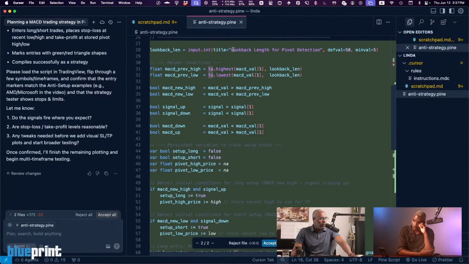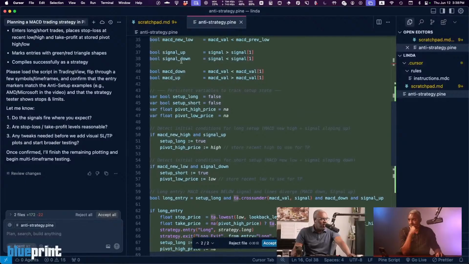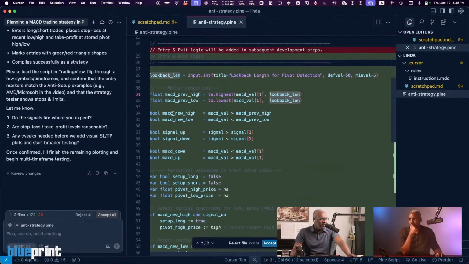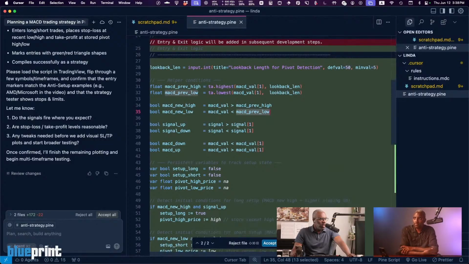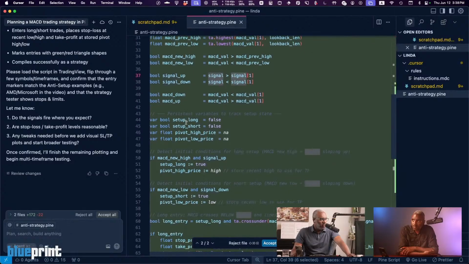All right, so it added new inputs for the look back length. This is where the pivot detections are going to be considered. It's defaulting to 50. The idea here is that we're looking for the highest or lowest MACD values within this number of bars. That looks okay. It's detecting the MACD previous high. It's using the ta.highest method in order to check for the highest value of MACD over 50 bars. Same thing for low. If the MACD value was higher than the previous high, it's a new high, and lower than the previous low for the low. If the signal is above the previous signal, then that's considered a signal up or down. Okay, same thing for MACD.